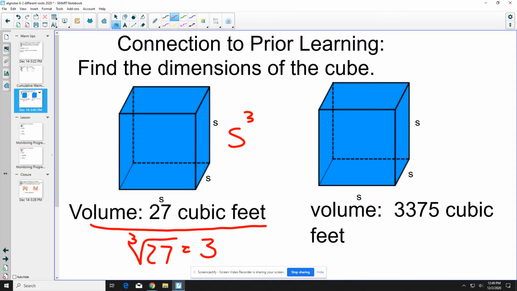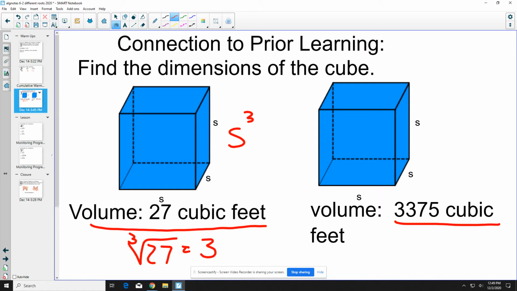If you had a problem like this one, where the volume of the cube is 3,375 cubic feet, it's asking you what number times itself gives me 3,375. What number, when you multiply 3 of them, do you get 3,375? Now I'm noticing this ends in a 5. So what I just checked on my calculator is 25 times 25 times 25. That was too big of a number.